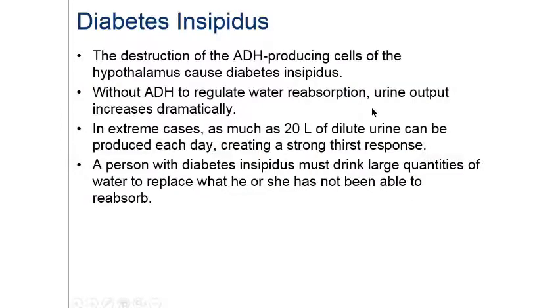Okay, some people have damaged cells in the hypothalamus that's responsible for producing the ADH. For some people, they are damaged or destroyed, and as a result, it will cause them to have what's called diabetes insipidus. And what that does is they basically don't have ADH to regulate water reabsorption, and they basically have very, very high urine output. In some extreme cases, they produce as much as 20 liters of diluted urine each day, right? And that creates a very strong thirsty sensation.